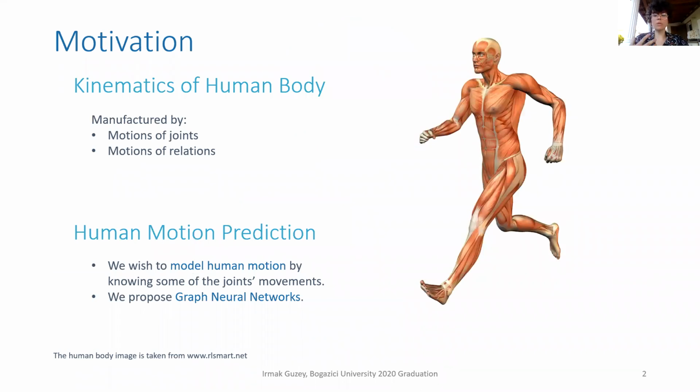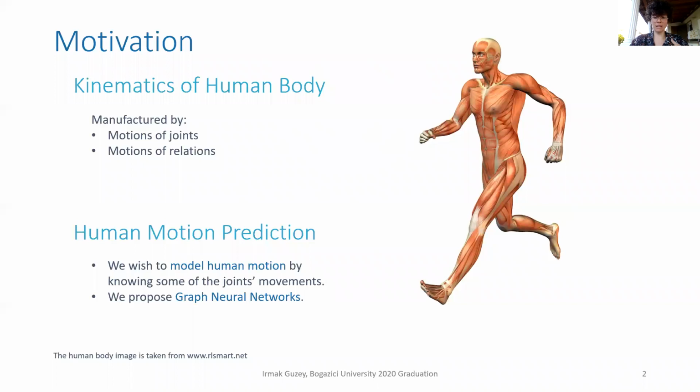Now, let's start with our motivation. Kinematics of a human body, by its nature, is manufactured by the motions of the joints and the relations between them. In this project, we wish to model and predict the motion of the human body by anticipating the movement of its joints and their relations. While doing so, we use some of the joints' movements as reference points.